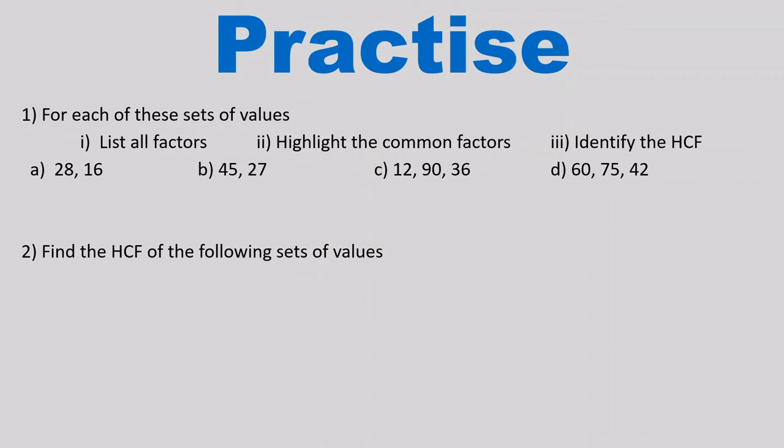For question 2, I just need you to find the highest common factor of these sets of values. If you only need to find the highest common factor, you don't need all factors. You don't need to use the spiders. You can if you want to, but you might find, especially as some of these numbers are quite big, that factor trees will make this easier for you. You choose the method that works best for you.